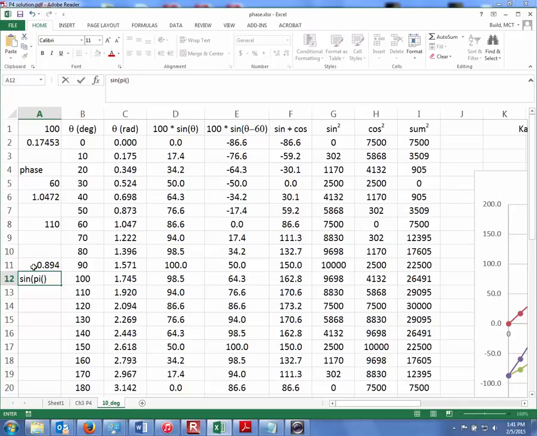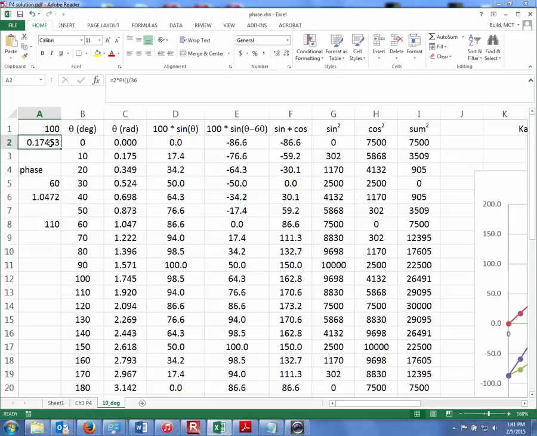What's 90 degrees in pies? How many pies is 90 degrees? Half a pi, there we go. So pi by 2, equals. Yeah, equals. So there's your 1. That's just a sanity check. Excel wants to use radians. It does not want to use degrees. So, fine, dandy, good little test.